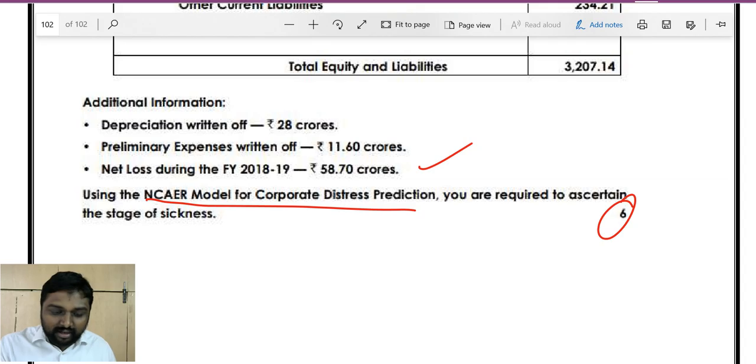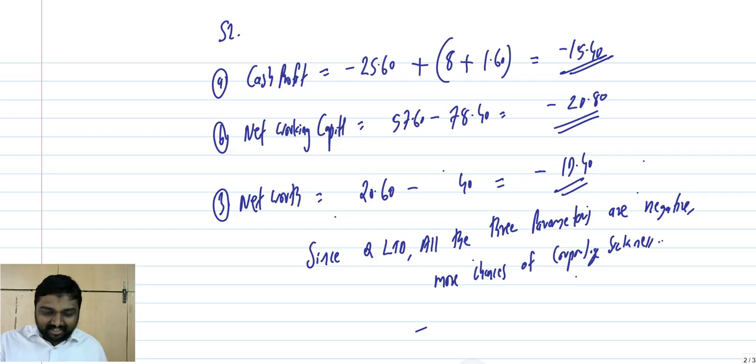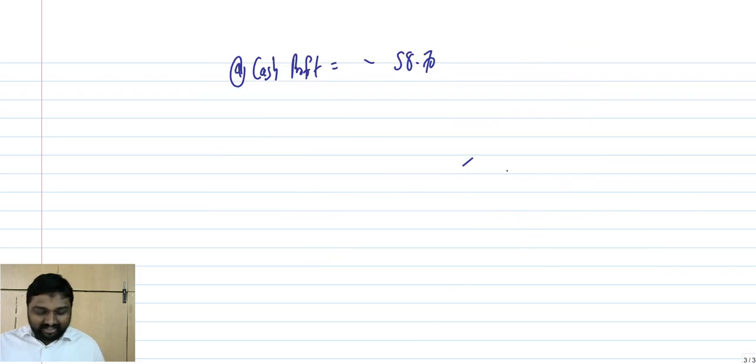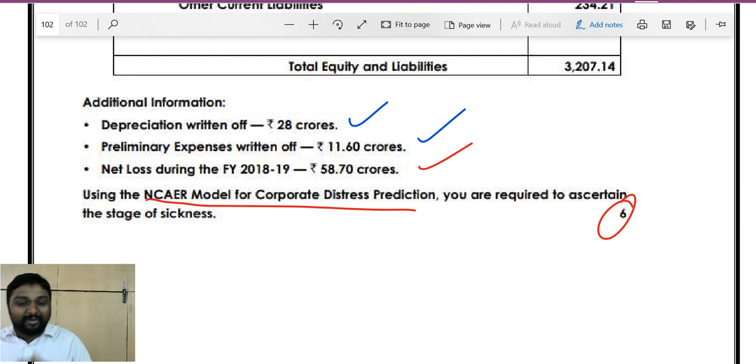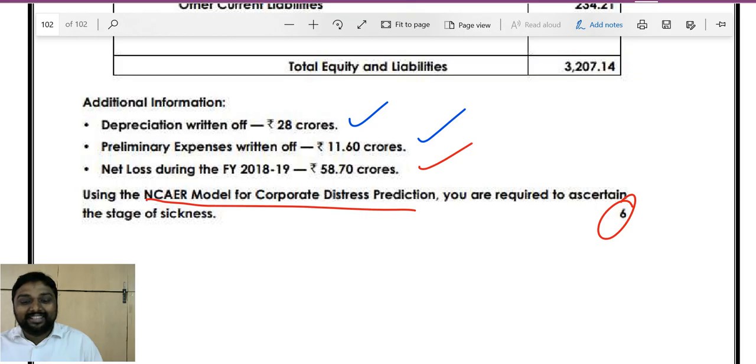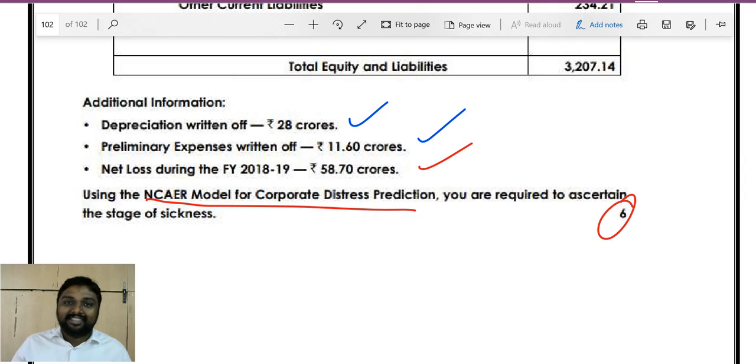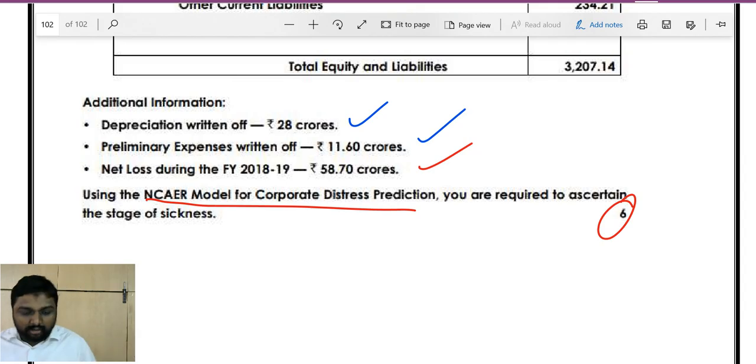See, the depreciation and preliminary expense. I think even the numbers are not changed. 8 crore they have given as 28, and 1.6 they have given as 11.6. This is what our institute is testing, so prepare very well. You can score good marks.